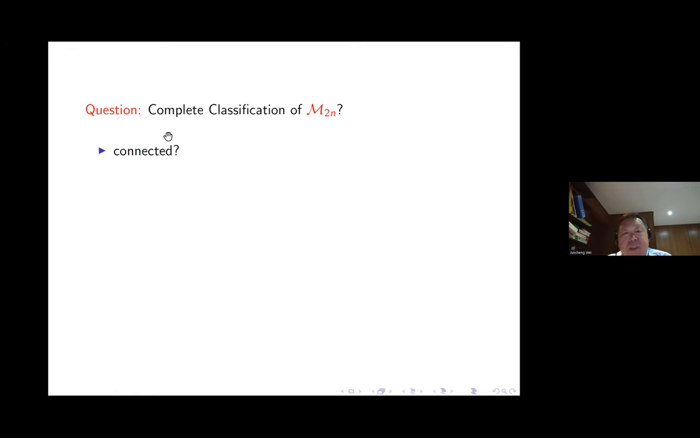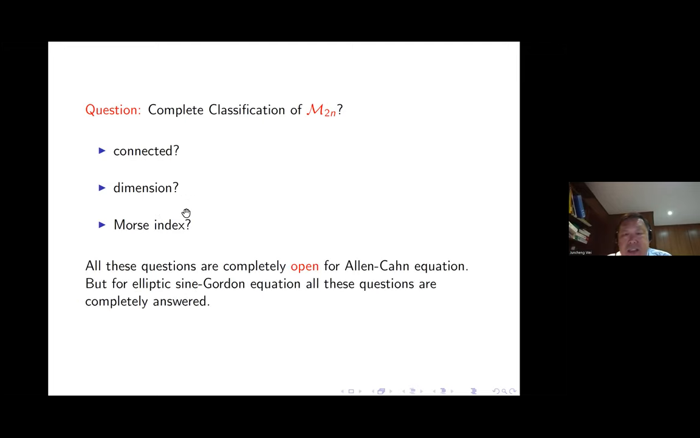For example, whether the finite-end solutions are connected, their dimension, the Morse index, and so on. For the Allen-Cahn, this is completely open, but if we change the nonlinearity from Allen-Cahn to sine-Gordon, it turns out that we can answer these questions completely.